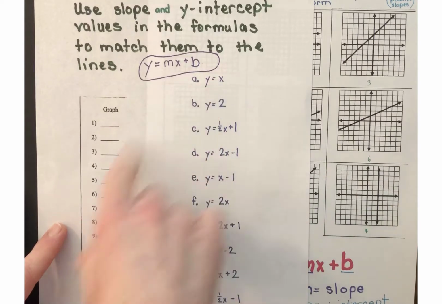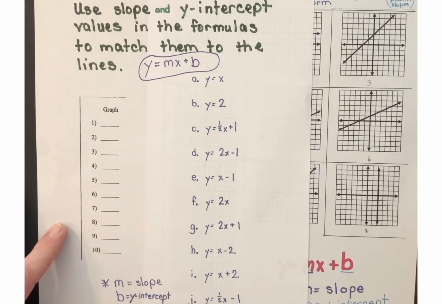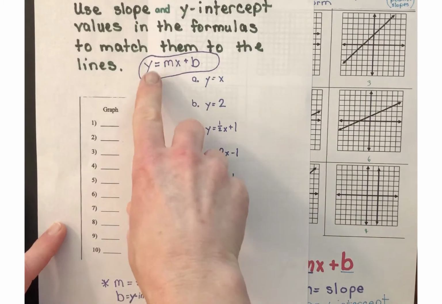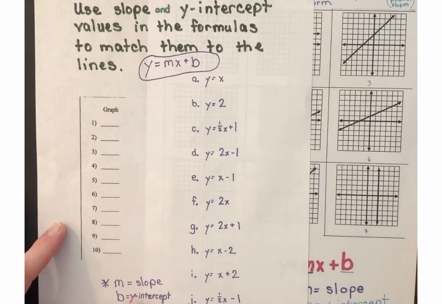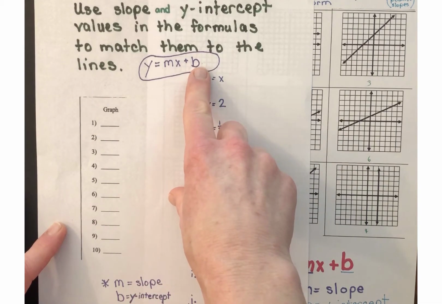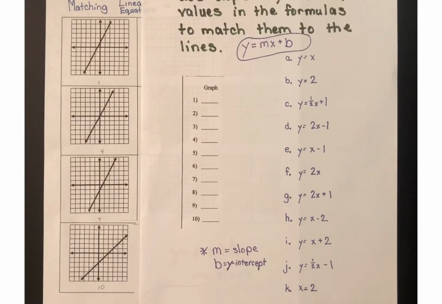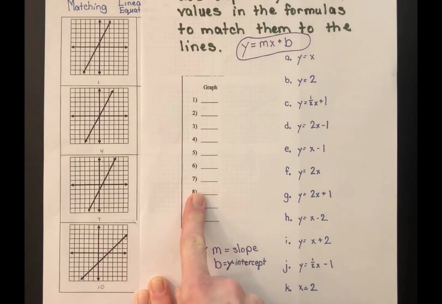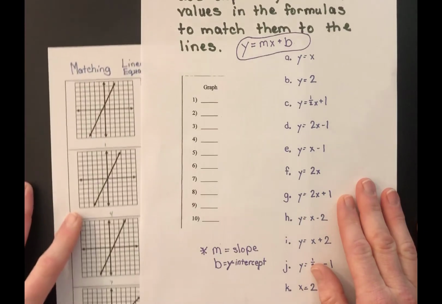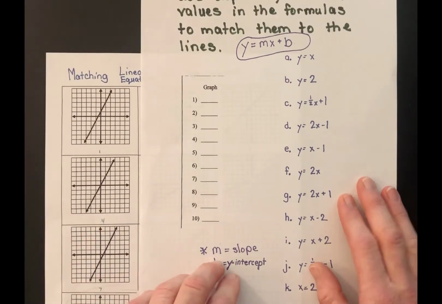It says to use the slope and y-intercept values in the formulas to match them to the lines. So these are the formulas. This is known as the y-intercept formula. Y equals mx plus b. M stands for slope. B stands for the y-intercept. Let's start by looking at the graphed lines over here. Notice numbers correspond with each of the lines. So I'm going to start with the line number 1.